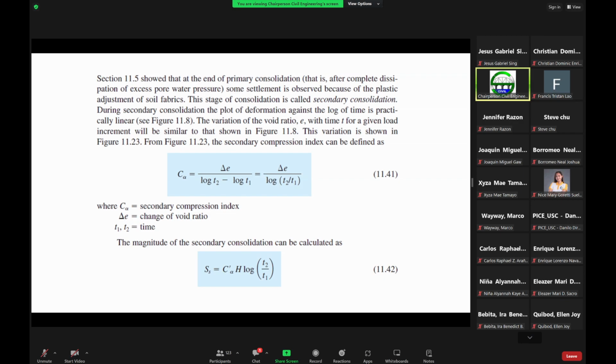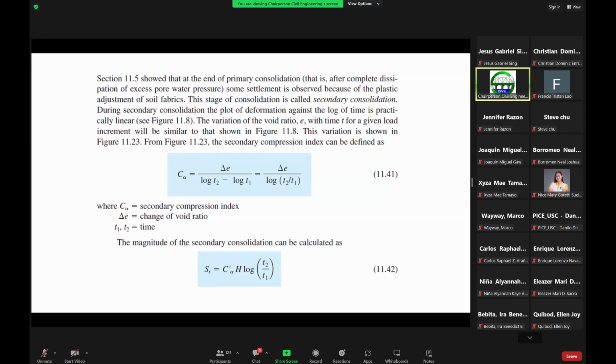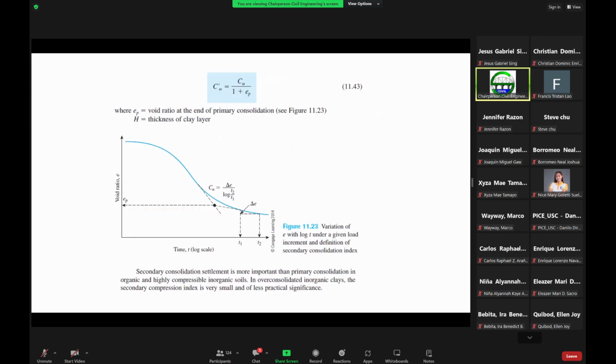And then the variation of the void ratio e with time for a given load increment will be similar to that shown in figure 11.8. If you can just look at it in your book as well. Now, this variation is shown in this figure here.